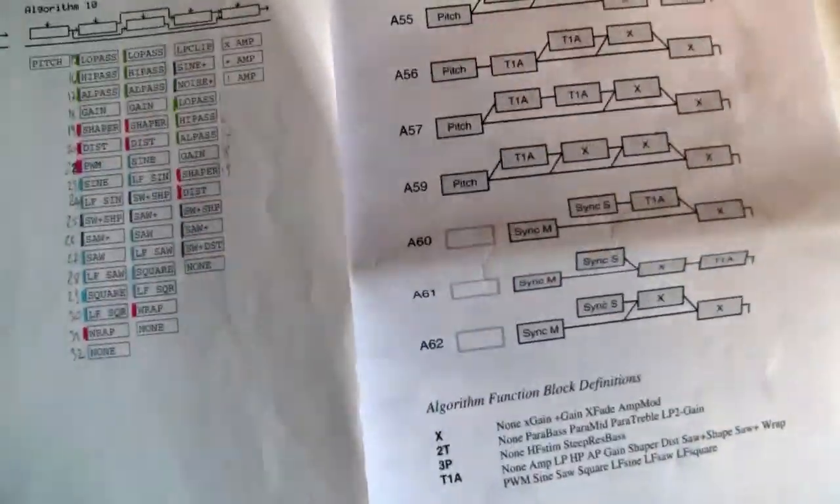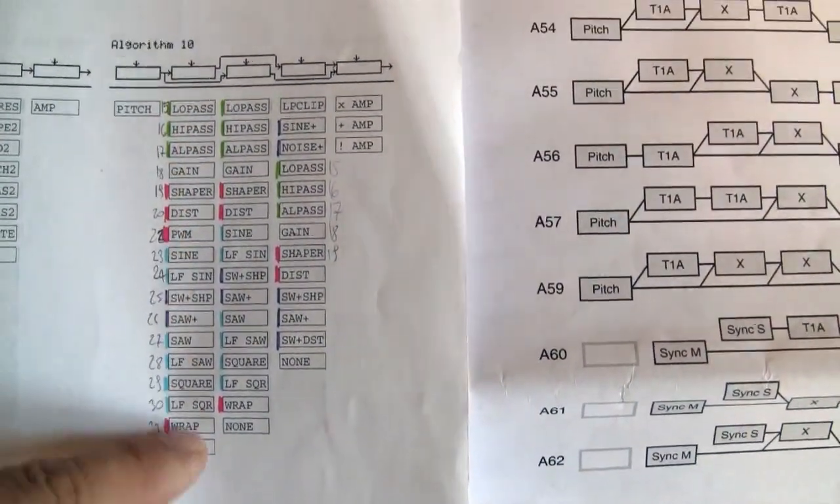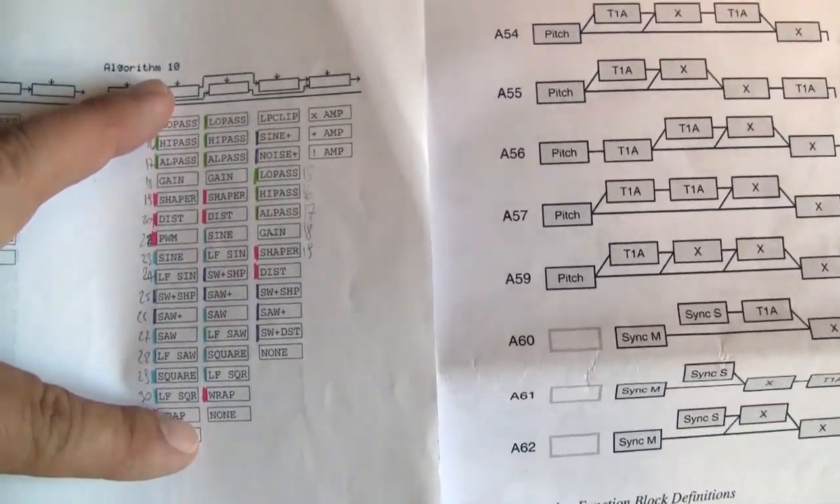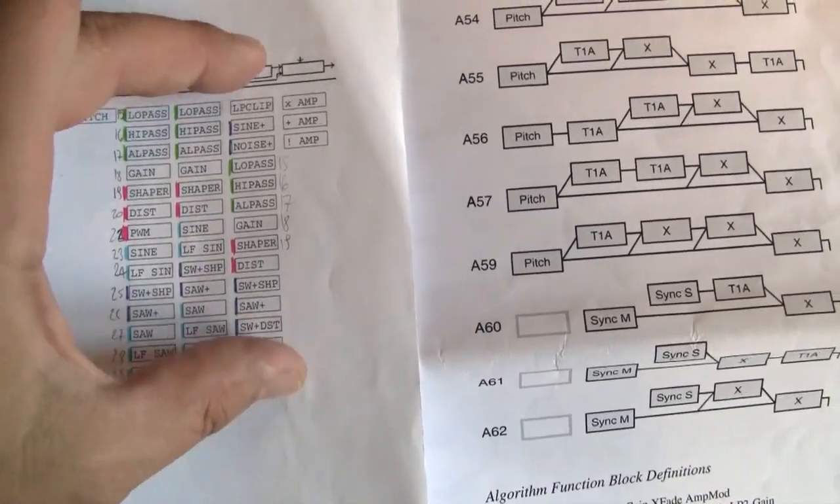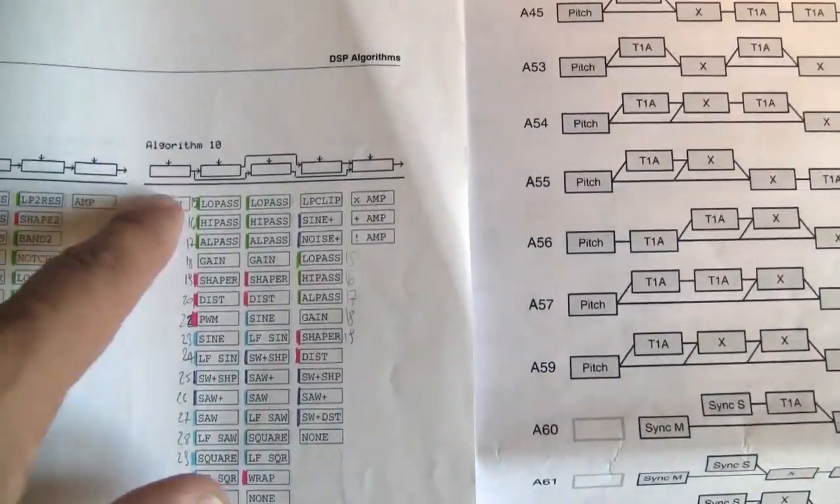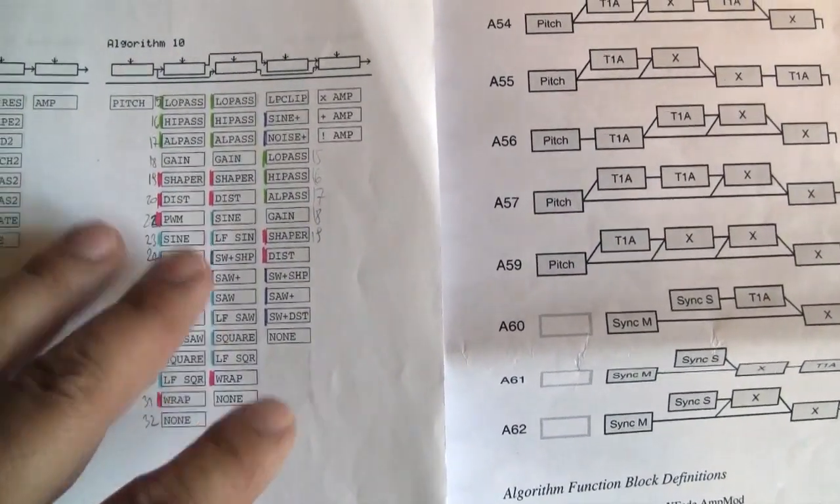So as you can see, it's very complex and very powerful. For example, algorithm number 10 gives you about 20 different digital DSP processing algorithms, which you can mix together, change and adjust, which we will do in a second. Okay, so let's start with the basic algorithm number 1.